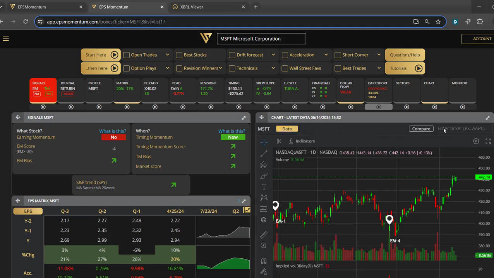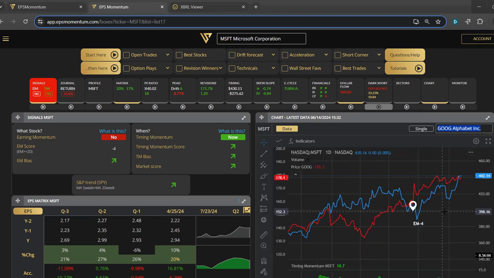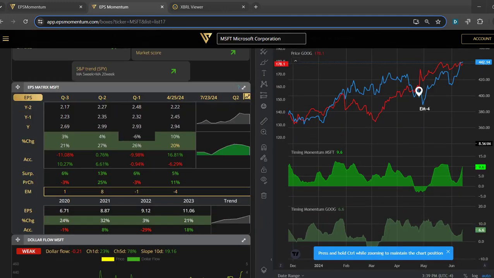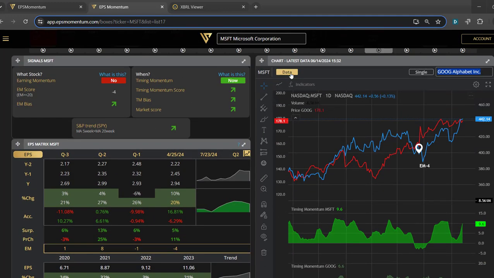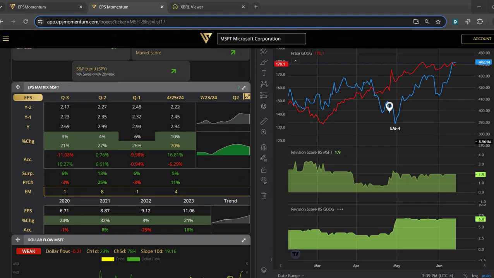As well, what I can do is compare stocks with one another. So I can compare Microsoft to Google, for example. And when I do so, I have both Microsoft and Google on the same chart in line. And then I have the timing momentum, but then I can switch my data to something else. And I can compare the earning per share of both companies. So see how Microsoft has been going down and then flat, and Google more, higher up.